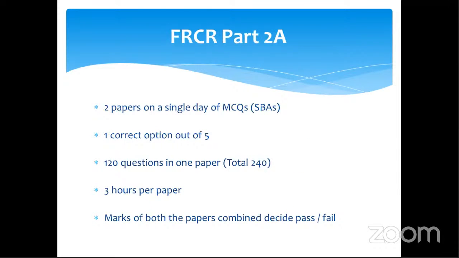It consists of 2 papers on a single day of MCQs, which the RCR calls SBAs, or single best answers. There is one correct option out of 5 which you have to mark. There are 120 questions in one paper for a total of 240, and you get 3 hours for each paper. So the complete exam is around 6 hours, and the marks of both papers combined are considered when deciding whether the candidate has passed or failed.